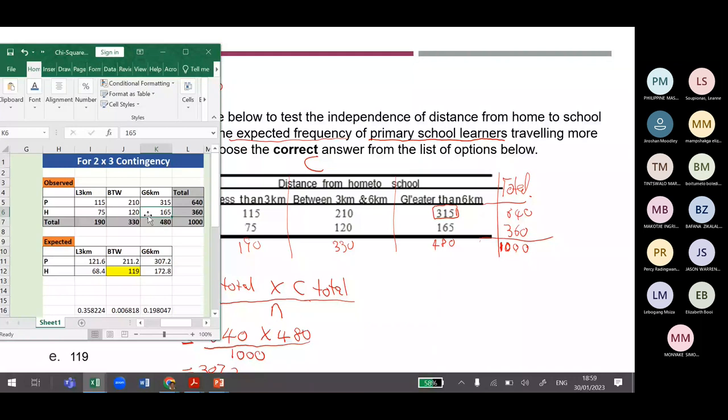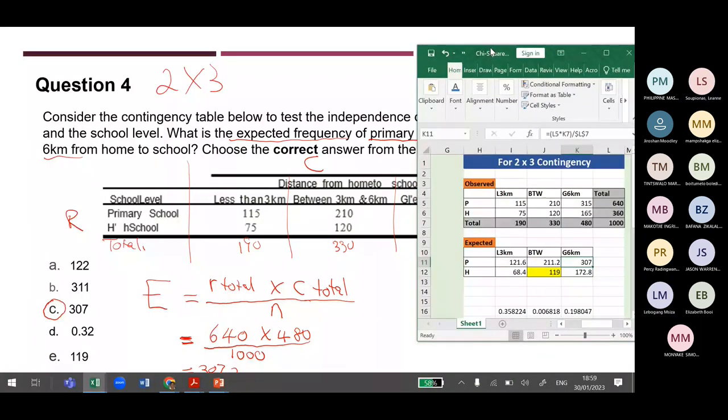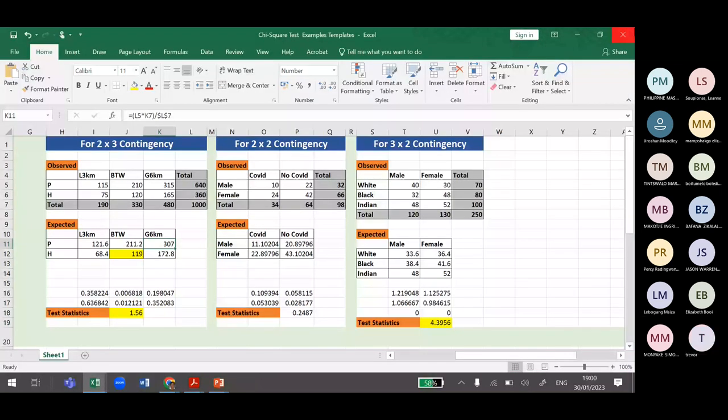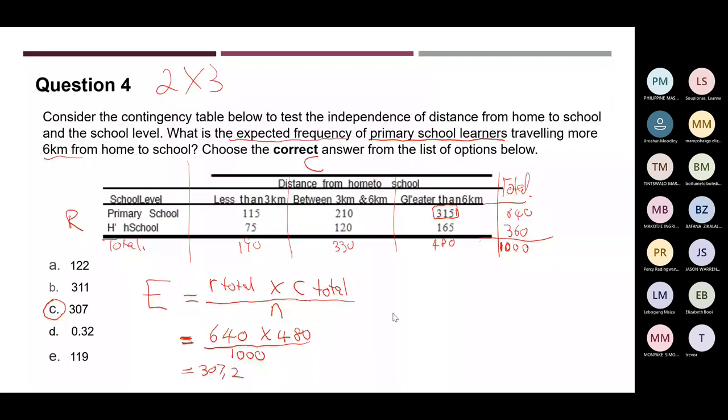So all I need is to go to the expected value. There is the expected value, and I can just format it. And there's my answer of 307. And that's what we found. Easy, right? So you can use the templates to answer the question. They can save you time, but you need to practice, because it's not as easy as the way I'm making it look here. You can either use the template or calculate manually. So let's move to question 5.